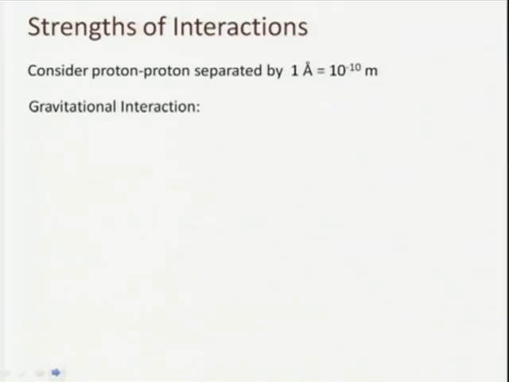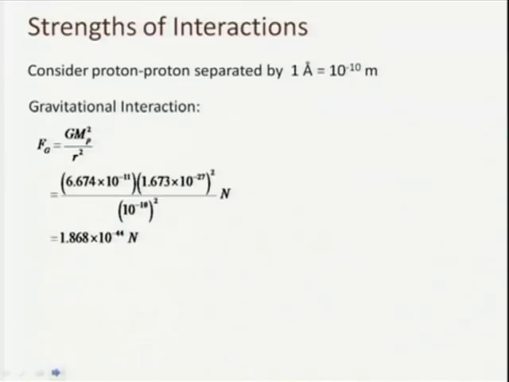so let us take a particular case of a proton-proton separated at say 10 power minus 10 meters or 1 angstrom. What is the gravitational interaction between these? Gravitational force is G m_p square over r square, where G is the gravitational constant 6.674 into 10 power minus 11, and the mass of the proton is 1.673 into 10 power minus 27 kilogram. Square of that has to be multiplied with G, divided by the distance 10 power minus 10 square meters. This gives us something like 1.868 into 10 power minus 44 Newton.